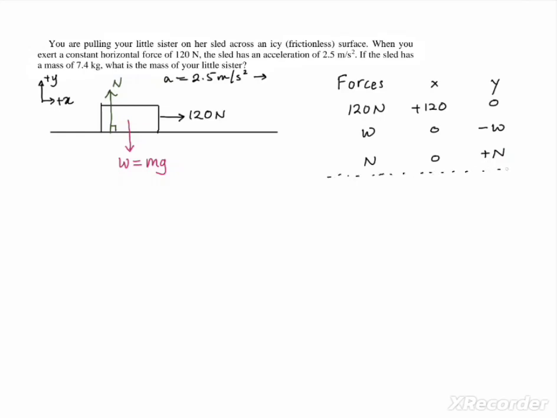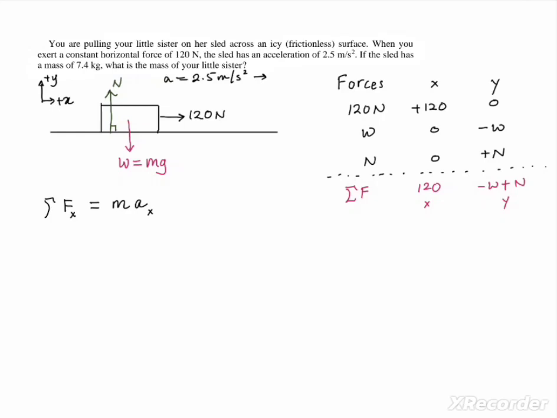So what we can do now is to add our x and y components. If we add our x components, we have 120, and if we add our y components, we have negative W plus N. And this is our summation of forces. So this is our x component and this is our y component. Now what we can do is use Newton's second law, which is F equals ma, and we can try this equation in either x or y direction. Let's try x first. Sum of Fx equals max.